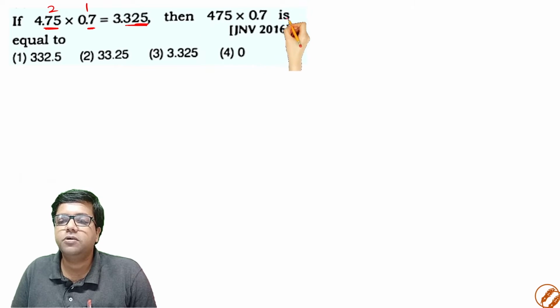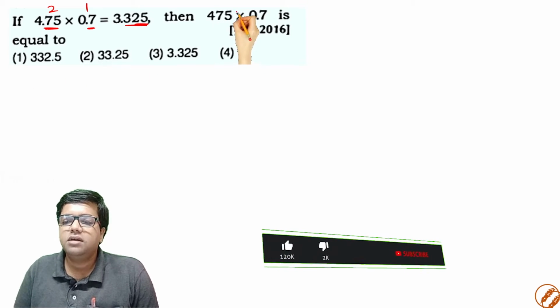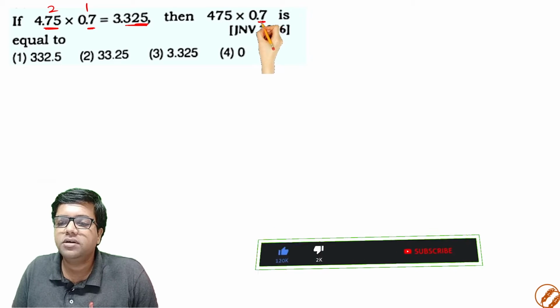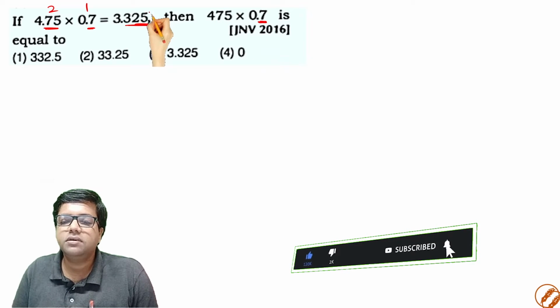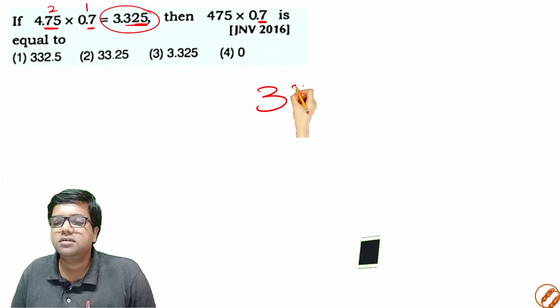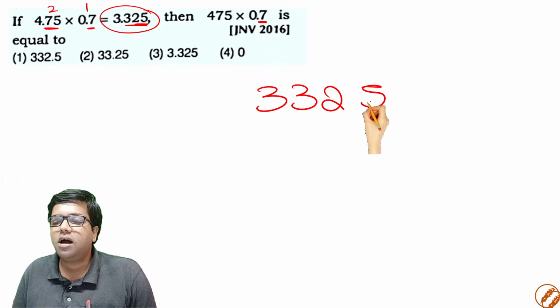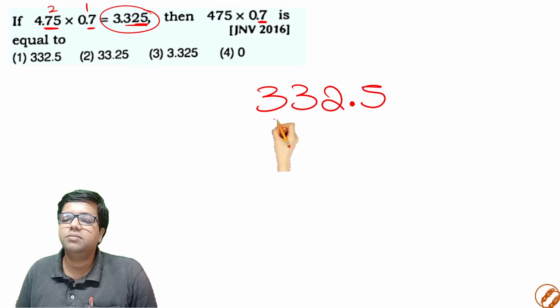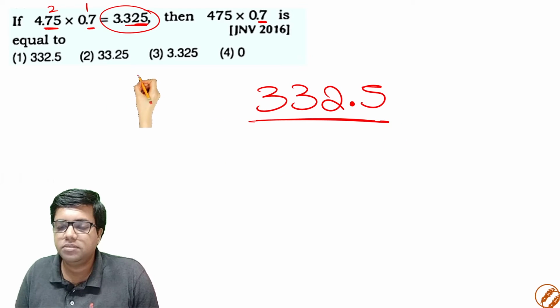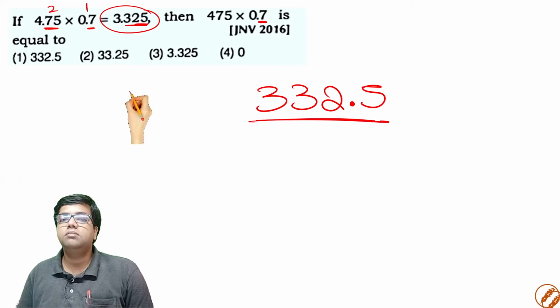So then the same number, 475 into 0.7 is equal to, see how after how many digits the decimal point is there, only 1 digit, right? So therefore the answer will be the same digits, 3325. But after 1 digit you will keep a decimal point. Therefore this is going to be our answer. You don't have to do the multiplication.